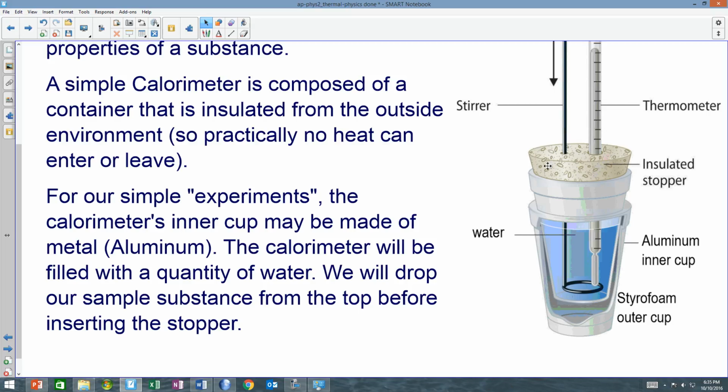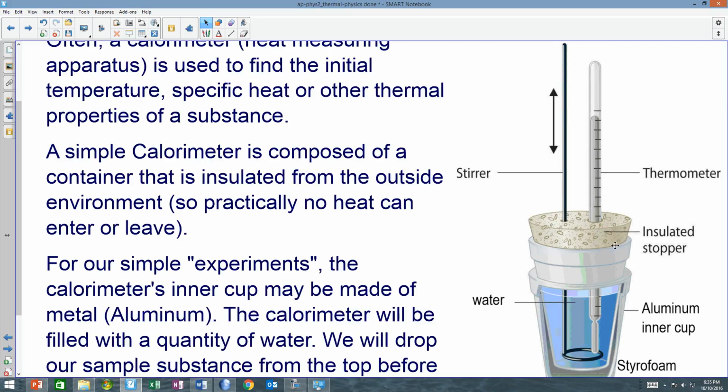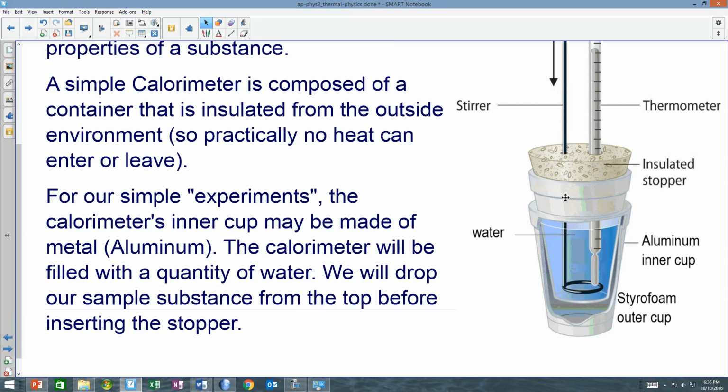And then you have a stopper, which is the insulator, and then you have the thermometer that goes through as well as the stirrer. So this is a very simple calorimeter. Usually the stopper is not a cork. Usually it's a metal lid which has 2 holes in the top, and then it has a black insert which is an insulator so that energy cannot be transferred through that material.